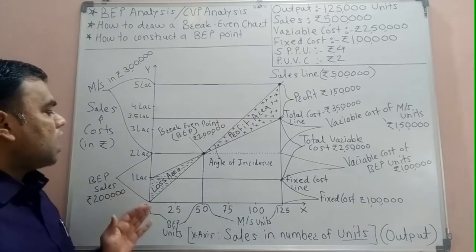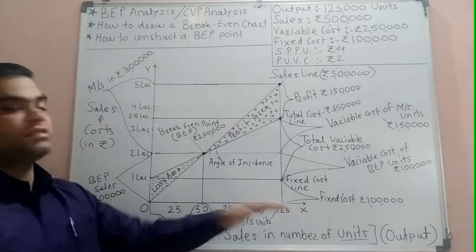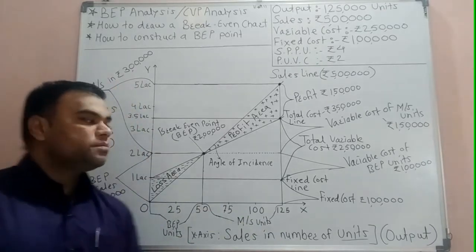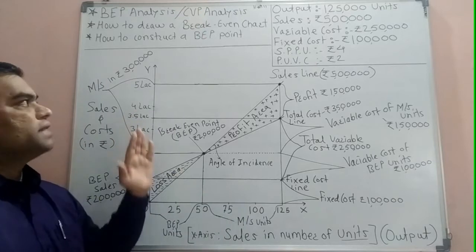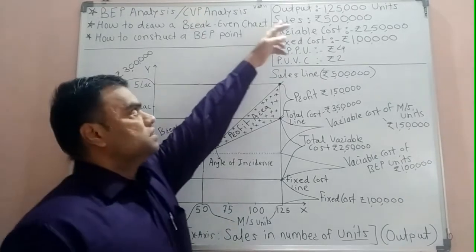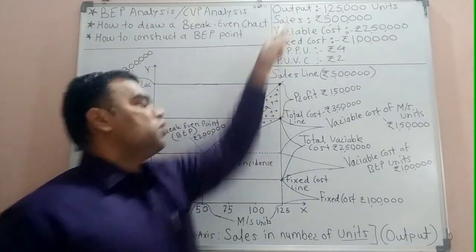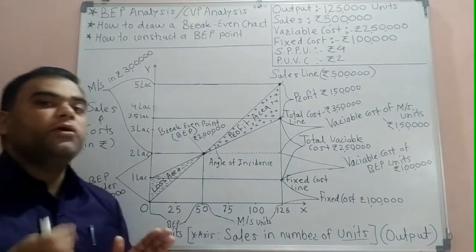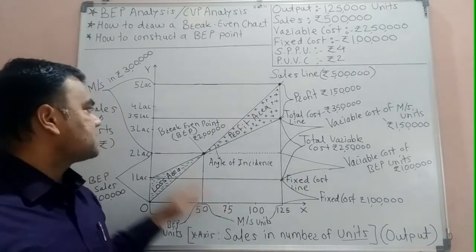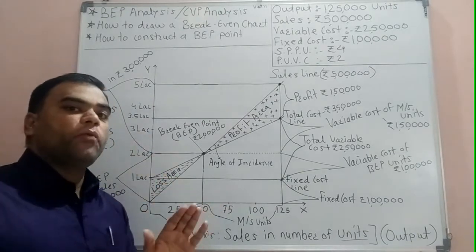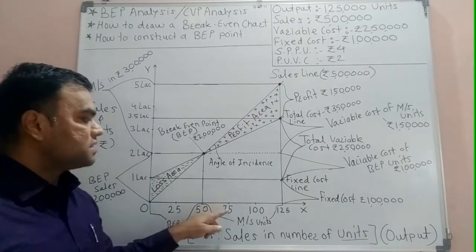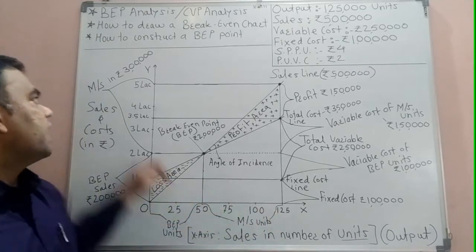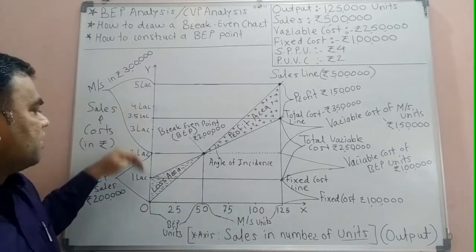The second question: how many points should be shown on the x-axis and how many on the y-axis? That depends upon the variables. We have to show output on the x-axis and sales on the y-axis. The number of points should be the same on the y-axis and x-axis. You can see on the x-axis there are 5 points and on the y-axis also there are 5 points.